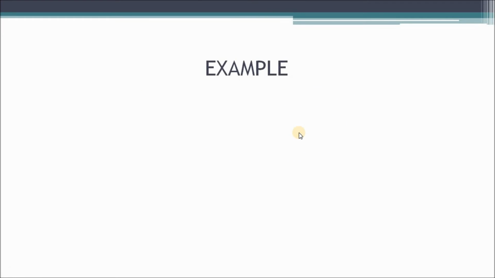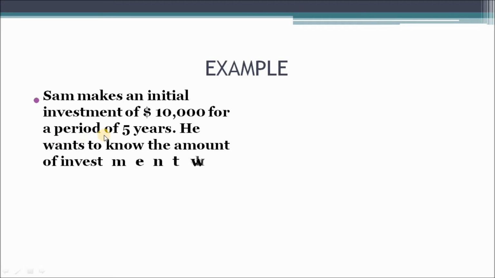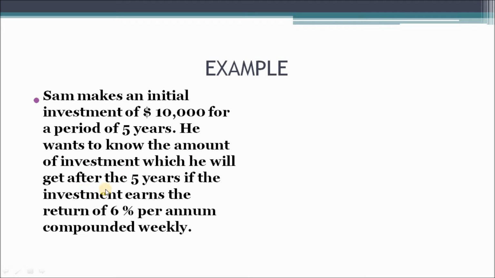So let's start. It's example number 1, and it says Sam makes an initial investment of $10,000 for a period of 5 years, and he wants to know the amount of investment which he will get after 5 years, if the investment earns a return of 6% per annum, compounded weekly, that is per week. So the formula is here. How many weeks are in a year? There are 52 weeks in a year.